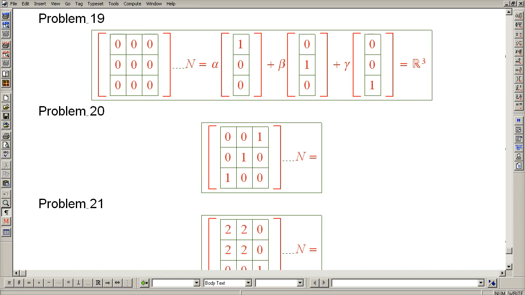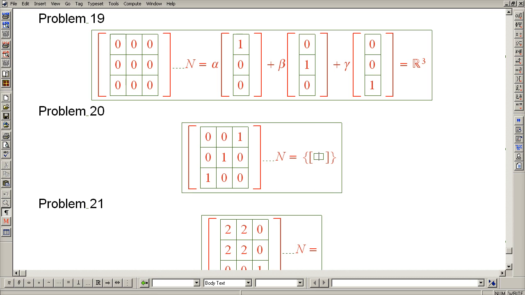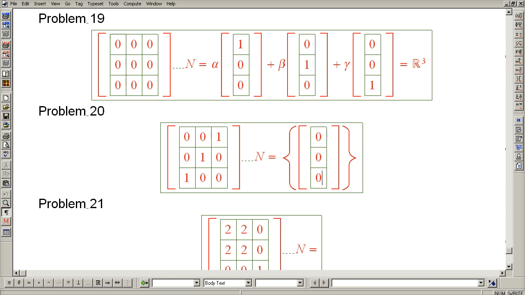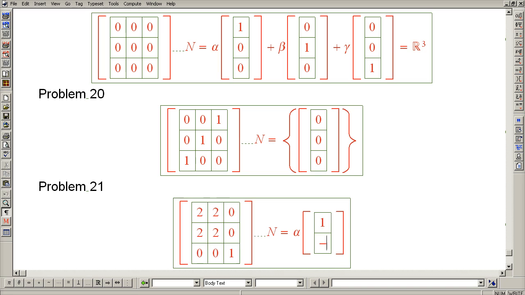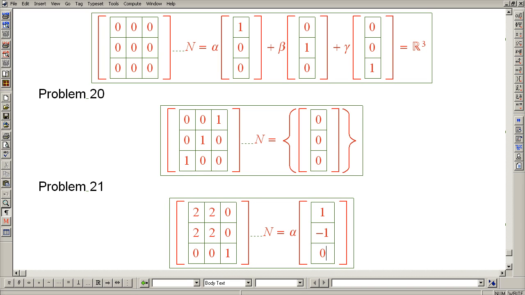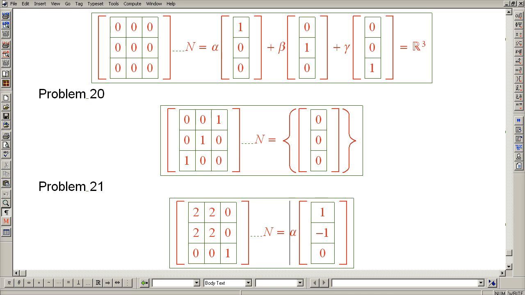Problem 20. In problem 20, the columns are clearly linearly independent, which means that the null space is the trivial space consisting of the zero vector alone. Problem 21. In problem 21, the first two columns are equal, which yields 1, negative 1, 0 as the element in the null space. And in fact, it's the only available relationship among the columns of this matrix. Therefore, this expression captures the entire null space in problem 21.